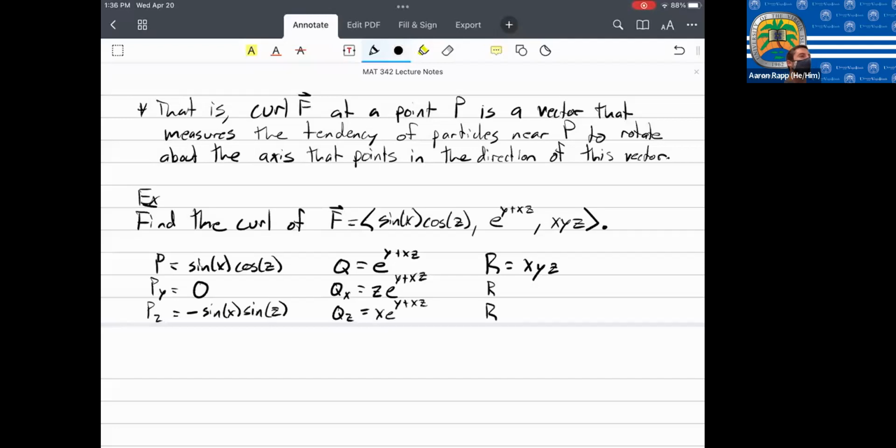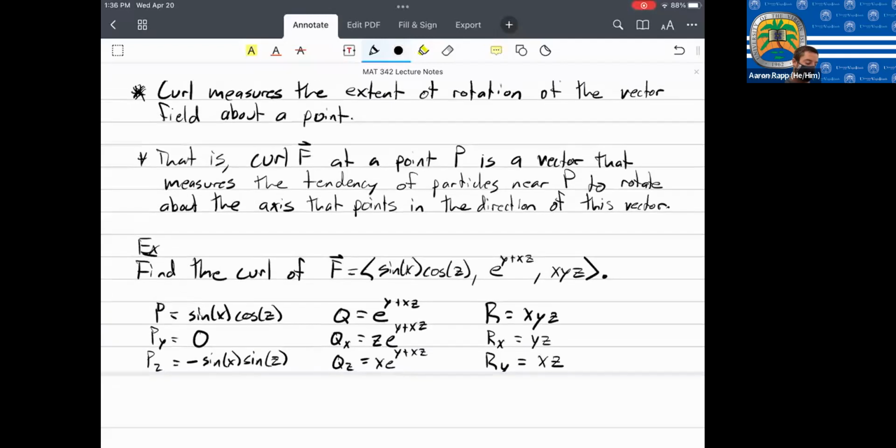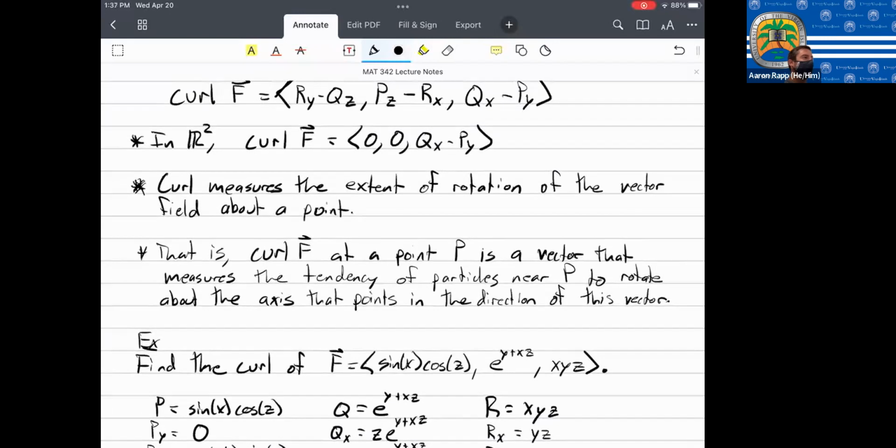All right, and now for the z component, I need to calculate what two partials? x and y. So what is the partial with respect to x of x times y times z? yz. Then if I take it with respect to y, it's going to be xz. So then now that I have all of those partials, I just need to make sure how I combine them.